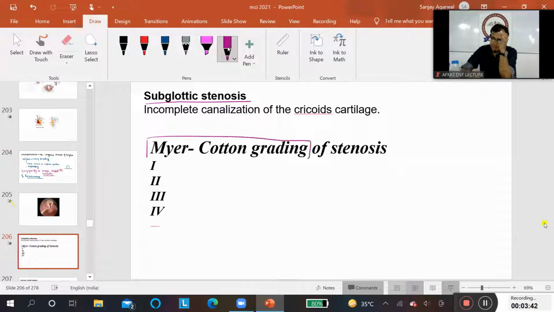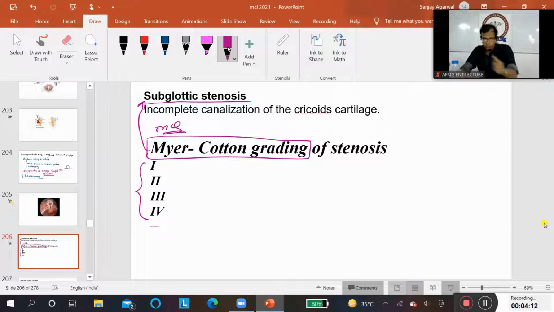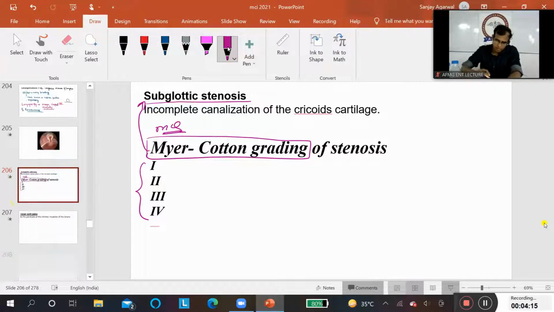It is a grading, and this name is important. Let's look at this name, Myer-Cotton grading, which is used for grading of this disease. It is used for grading of subglottic stenosis, and there are 4 grades which you don't have to know. So we're not going to talk about the grades and all that. So this is the only congenital disease. These 2 are the only names that you need to know as far as congenital diseases are concerned.